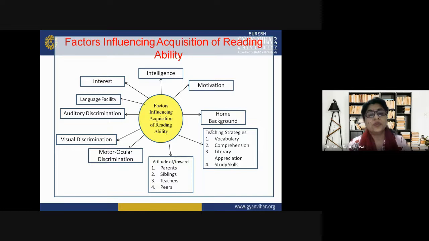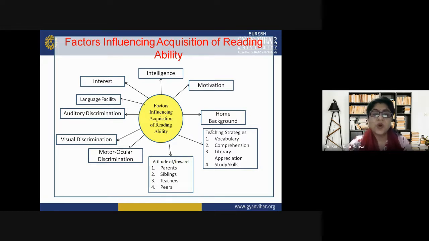Then attitude towards parents, what kind of attitude the parents have for reading skills. Okay, fine, this is not a very important skill. When we are learning a language, this type of attitude is not appreciated when we want to inculcate a very good reading skill among the students. Then siblings, teachers, peers, all these are very important for developing the right kind of attitude for reading ability. Then comes students' motor ocular discrimination.